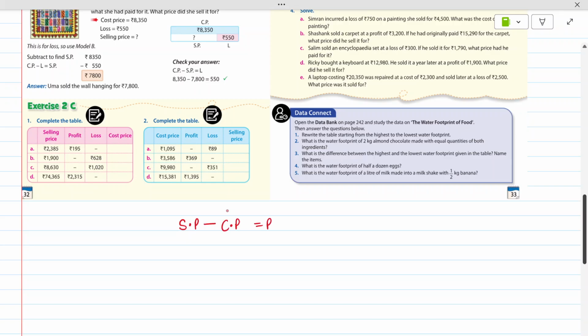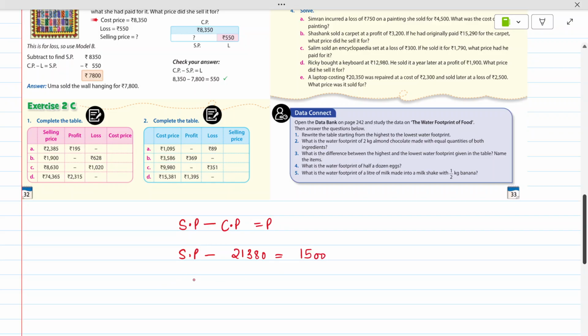Okay, and the selling price, which we have to find out, I am keeping it as SP. Cost price, because the tourist bought the painting at 21380 and he made a profit of 1500.